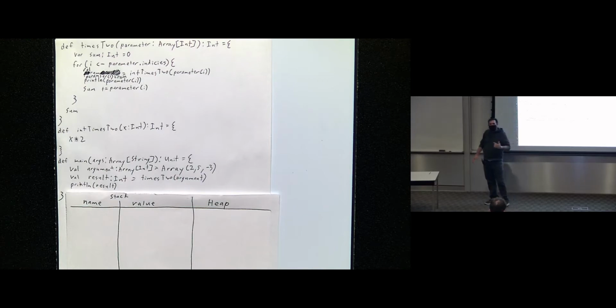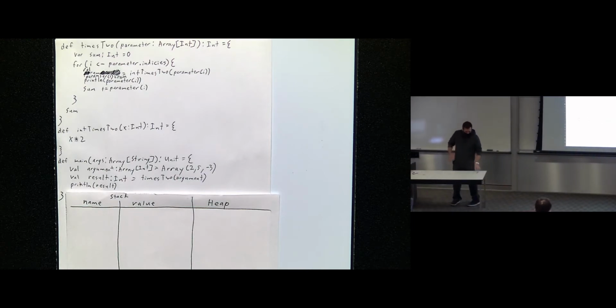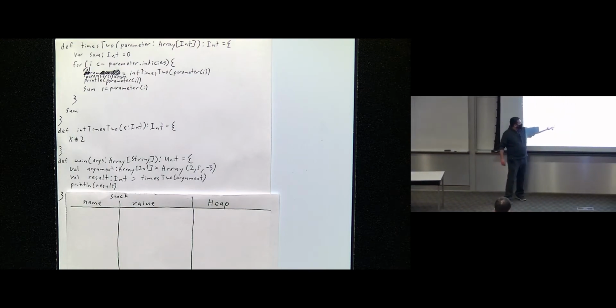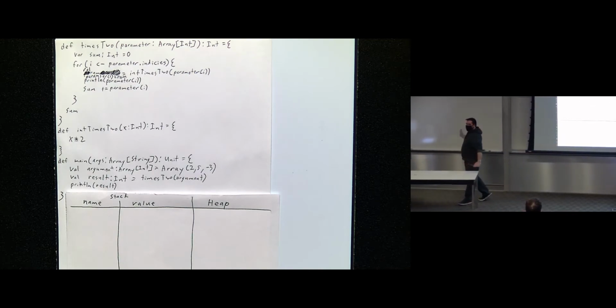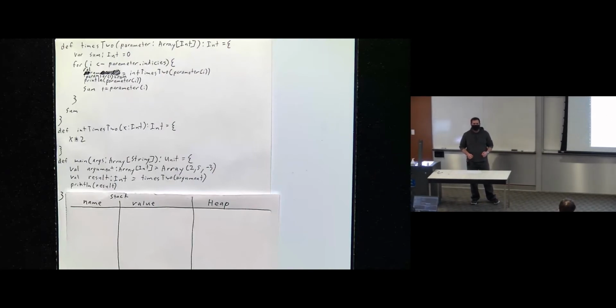These types are going to go on the stack directly as values. So when we have an int on the stack, the name of the int and then the value of that int directly. Everything else goes on the heap.